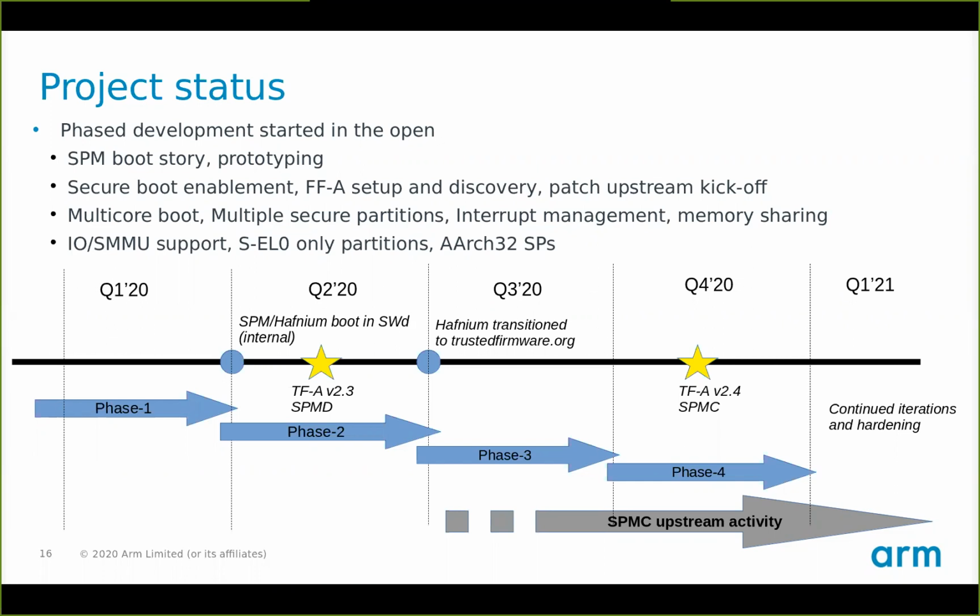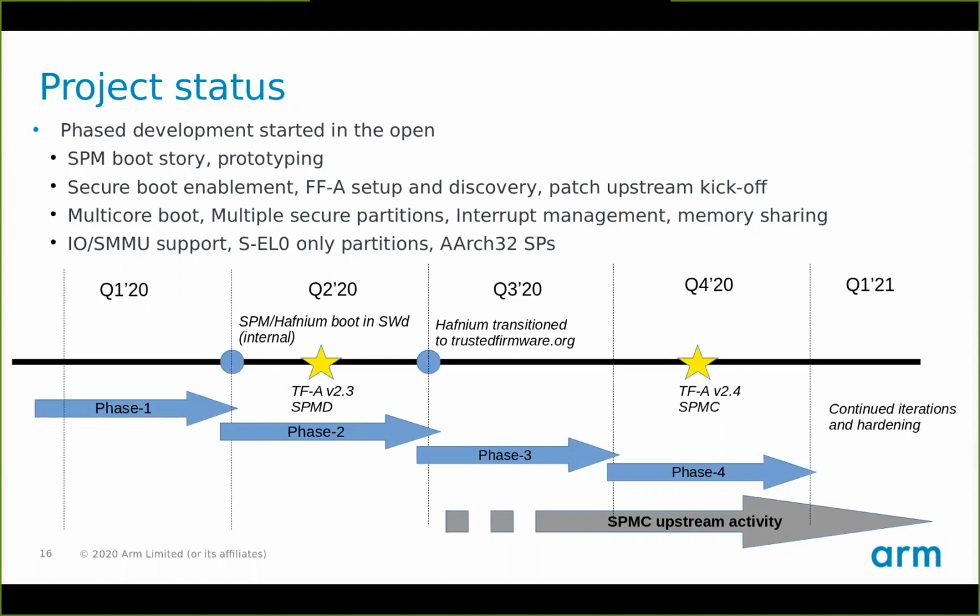And currently, we are looking at adding the multi-core capability in the secure world and the Hafnium in the secure world. There are different tracks: multi-core boot, how interrupts are handled in the secure world, and the memory sharing, as mentioned earlier. And later, end of the year, a few other features like SMMU support, secure EL0 only partitions, or AArch32 for secure partitions. Those are features that should be added in the long run.